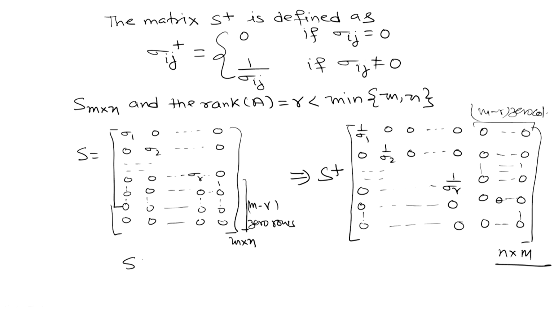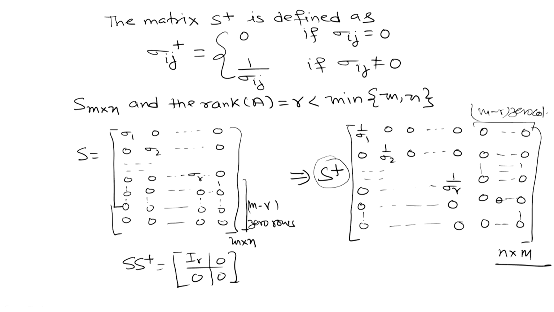If you see here, S into S plus will become an identity matrix of R by R and then 0 blocks accordingly. So, in the first R rows there will be 1 as the diagonal entries, and in the rest of the places it will be 0. Hence, in this way we can define the pseudo inverse of S as S plus, and the pseudo inverse of A will become A plus, which is V S plus into U transpose.